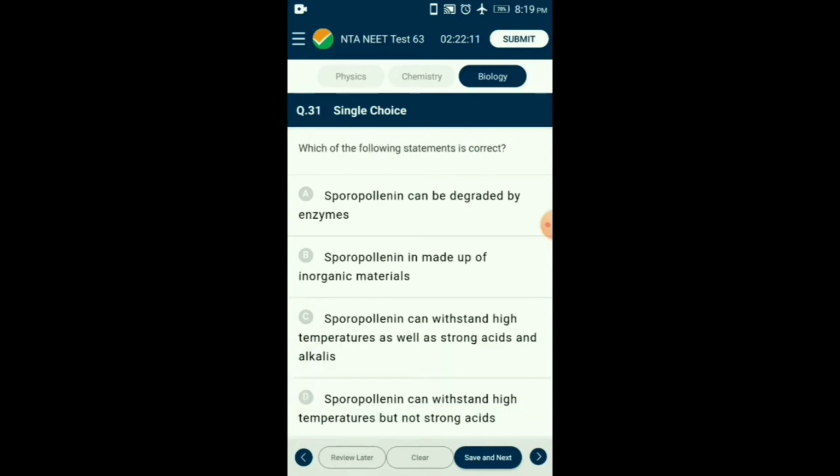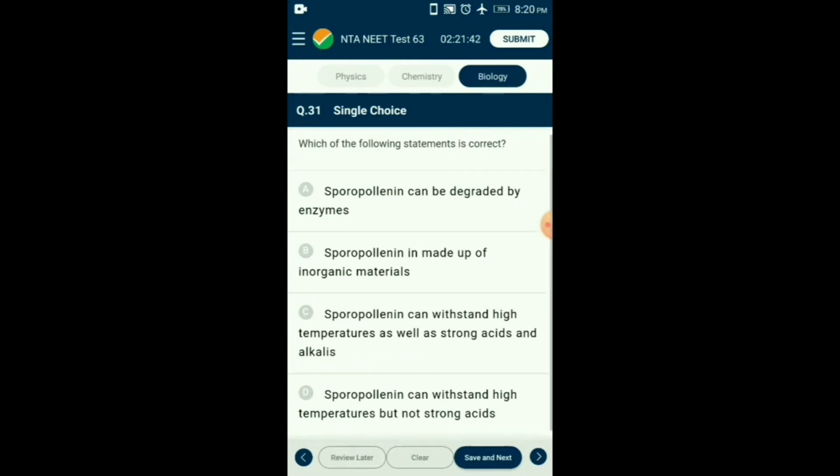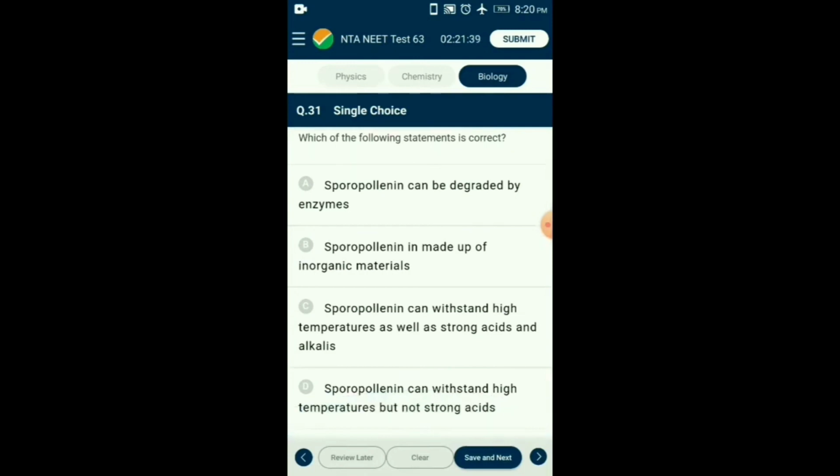Question number 31. Which of the following statements is correct? Sporopollenin is present in the exine of the cell wall. It is one of the most resistant biological materials known. It can withstand high temperatures and strong acids and alkali. No enzyme that degrades sporopollenin is so far known. Pollen grains are well preserved as fossils because of the presence of sporopollenin. So the answer for this question is option C. From the given 4 statements, C is the correct one.